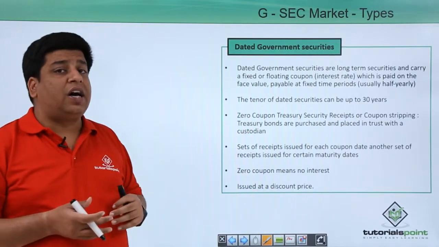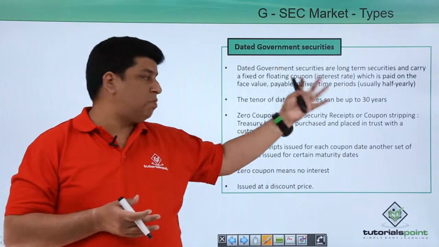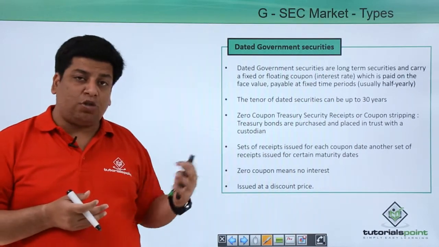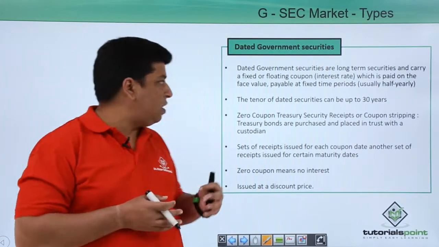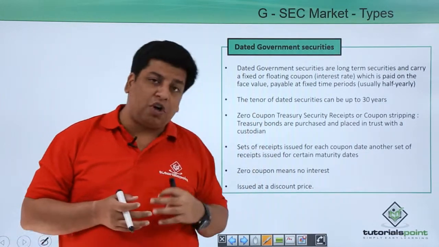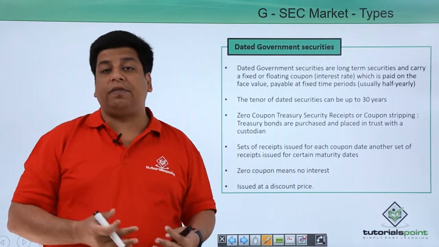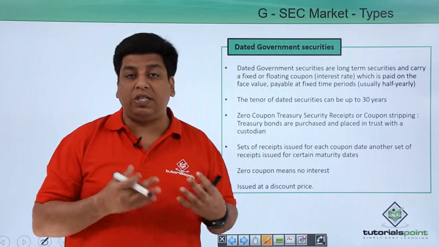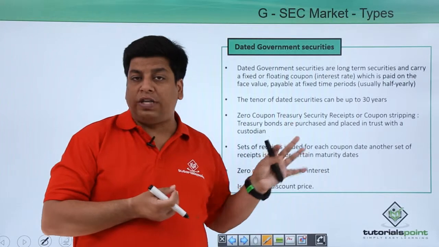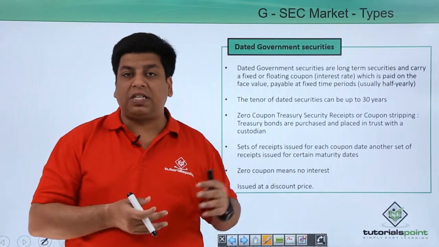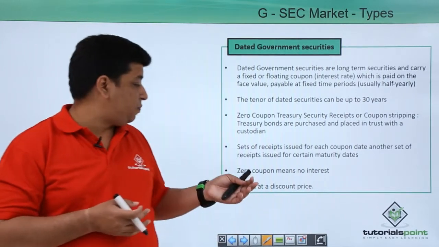The next is your dated government securities. It's just like your Treasury bonds. The maturity can be up to 30 years. So this is definitely a long-term borrowing sought by the government, and again it has a fixed or floating coupon. It can be a fixed interest paid by the government, or it can be floating, which means what the government pays can keep on changing. So this particular G-sec will not fall into the fixed income market category if it is issued at a floating coupon rate or floating interest rate, right?